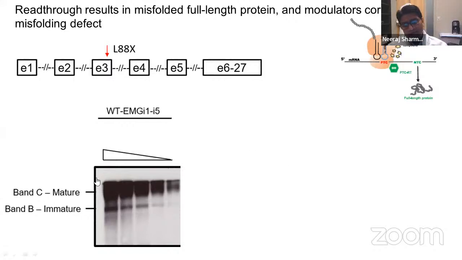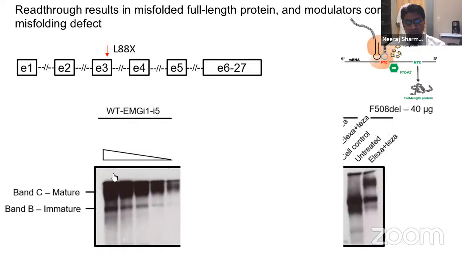So on the left here, I'm showing just a control of wild type on different loadings in terms of how much amount of the protein we had loaded. And on the very right, I'm giving you an example of F508del, that when it is untreated, it only shows a core glycosylated protein. But when you add the correctors, it results in the glycosylation of the protein. And I talked about that in the previous slides.